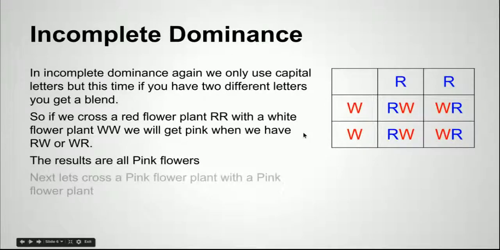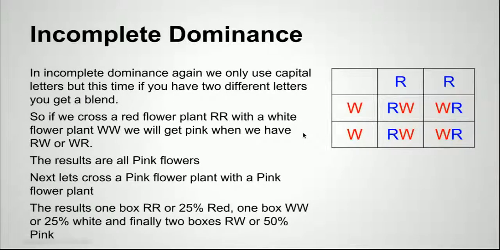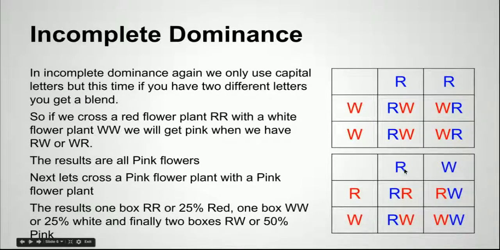If we go ahead and make a different cross, and say we do a pink flower with a pink flower, that's when it gets interesting, because we get 25% that are red, 25% that are white, and we get 50% pink. So you get your colorful garden with your red, white, and pink flowers if you cross the two pink flowers in the situation where you have incomplete dominance. So incomplete dominance is where you're going to find the blend.